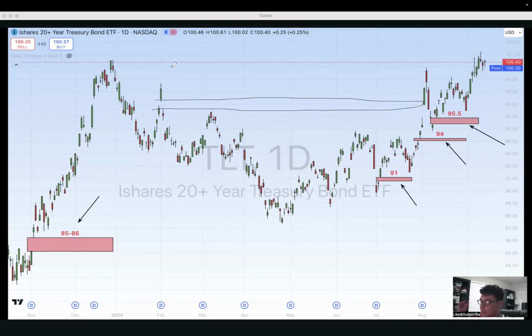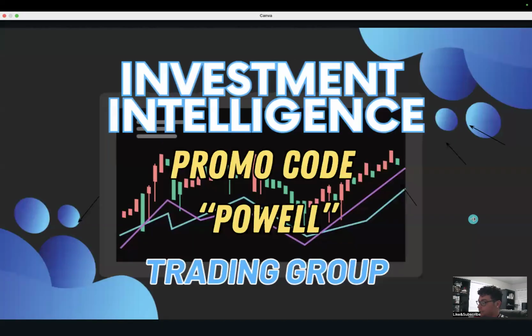So a lot of these gaps do get filled, and this is something that you want to keep in mind as a potential risk factor moving forward when trying to invest in something like TLT. If something changes in the economy or the Fed policy, this thing can reverse, and there are some areas that will act like magnets if we start to see some significant downside in TLT.